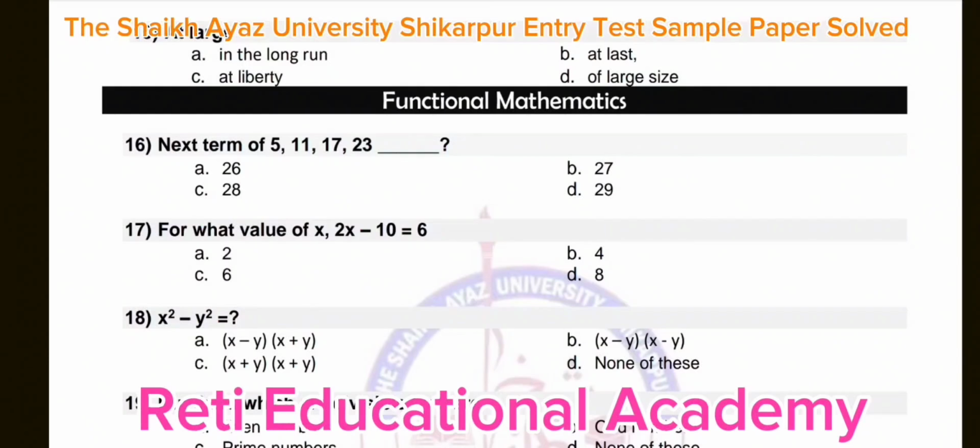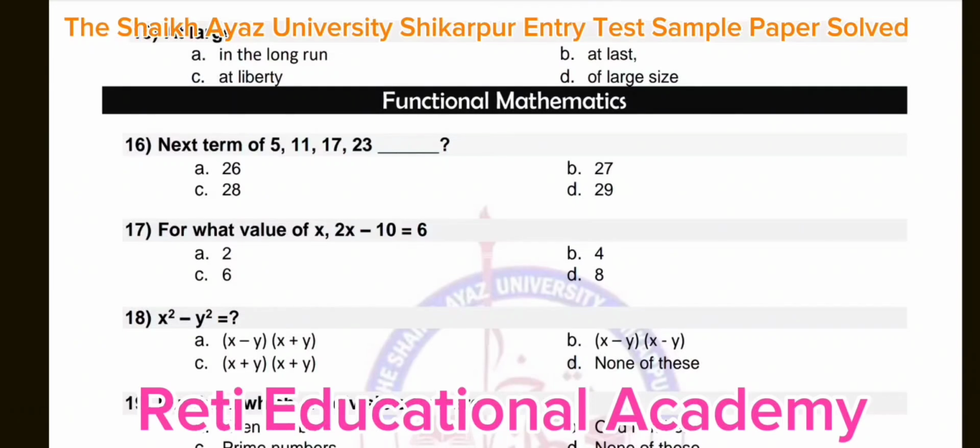Question number 17. For what value of x is 2x minus 10 equal to 6? A. 2, B. 4, C. 6, D. 8. So you have to put in the values. If we put in option A, 2 into 2 it will be 4, 4 minus 10 it will be minus 6. So A is an incorrect option. Now put value 4, option B: 2 into 4 it will be 8, 8 minus 10 it will be minus 2. So it is also incorrect.